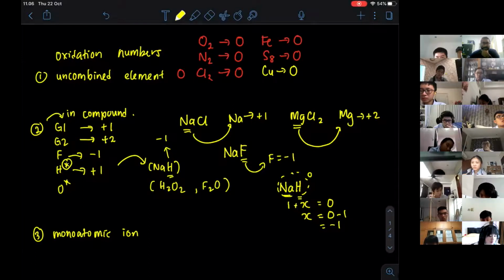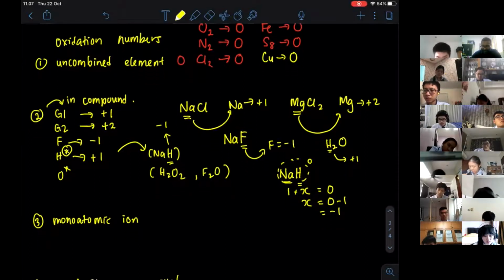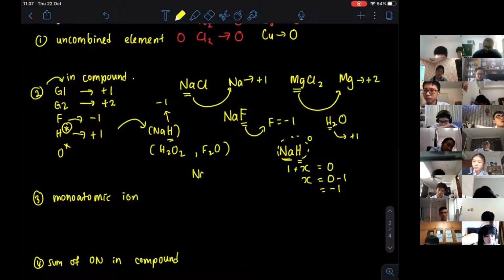But generally in other situations, for example, if you have H2O, the oxidation number of this hydrogen is going to be +1. Other situations, they are always +1. I'll give you some other examples. NaHCO3. If I ask you what is the oxidation number of H over here, yes, it's still +1.